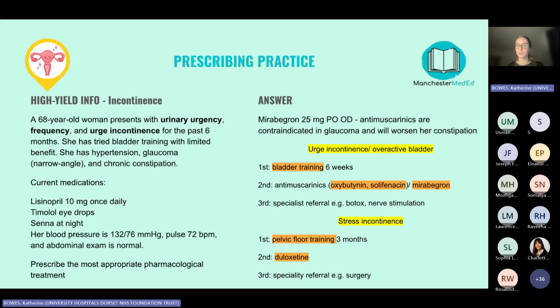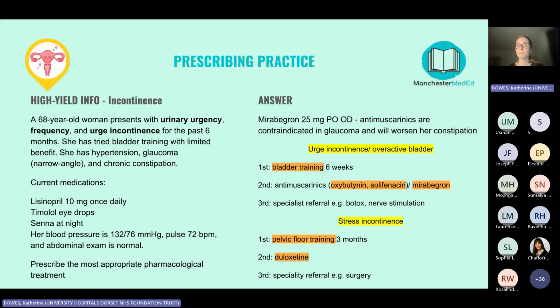Now, the reason I think antimuscarinics are less appropriate is because this lady has glaucoma, so it can make that worse. She's also got constipation, so it's going to probably exacerbate the constipation. And generally in older people, I mean, this lady's not really old, but she's likely to be more frail and on the older side, you want to be cautious of using antimuscarinics in this patient group. So that's why this is the more appropriate option here. And then third line, if that still wasn't all that helpful, is specialist referral and Botox.